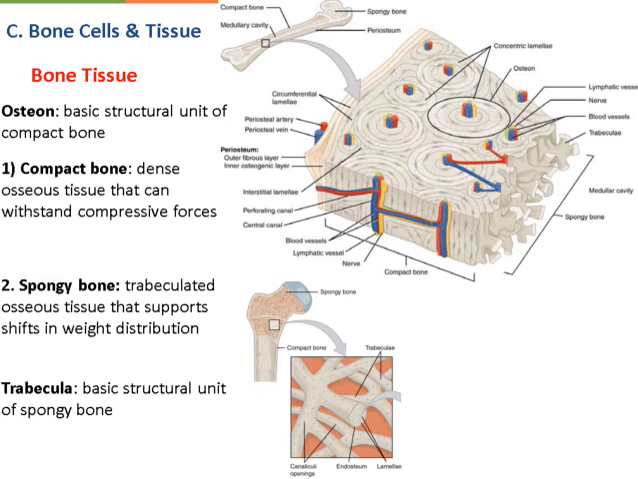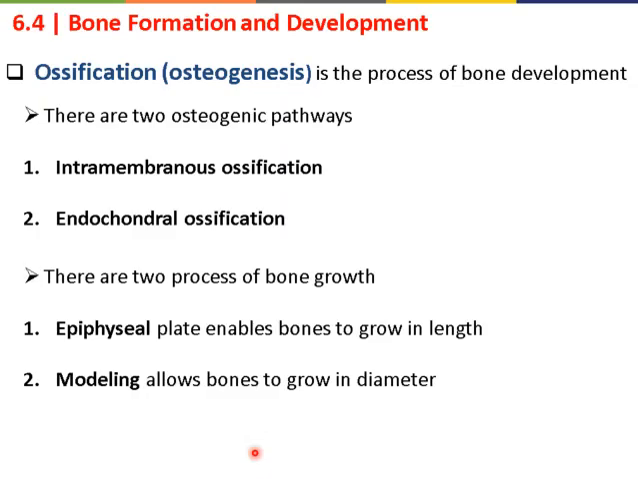By this, we completed section number 3, and let's jump to section number 4, which is bone formation and development. The process by which bone develops is called osteogenesis or ossification. And we have to know that we have 2 pathways: the intramembranous ossification, and the second is the endochondral ossification.